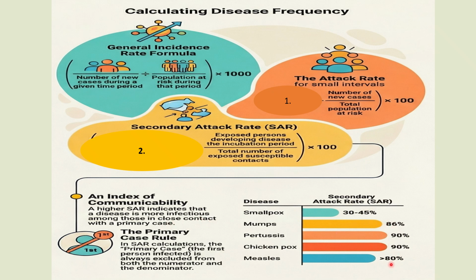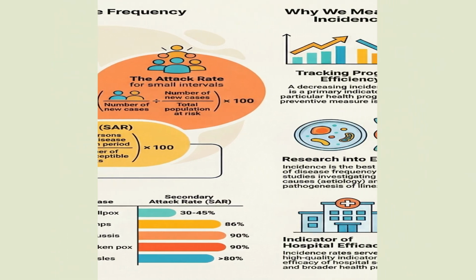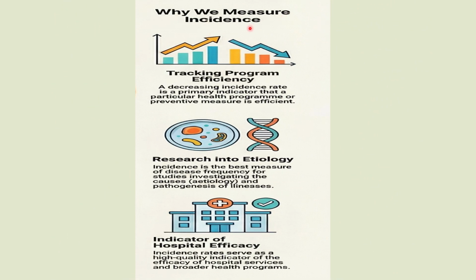There is the primary case rule also. In secondary attack rate calculations, remember the primary case, the first person infected is always excluded from both the numerator and denominator. Then next we see that why we measure incidence.